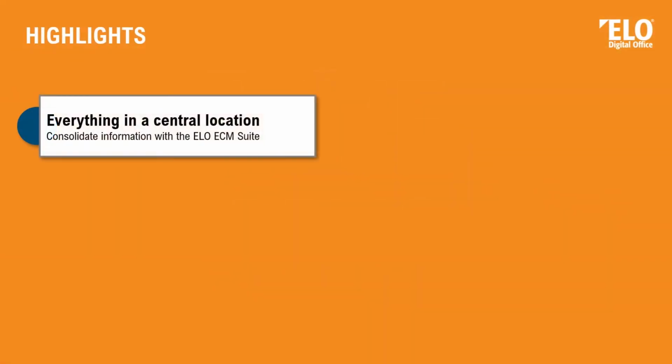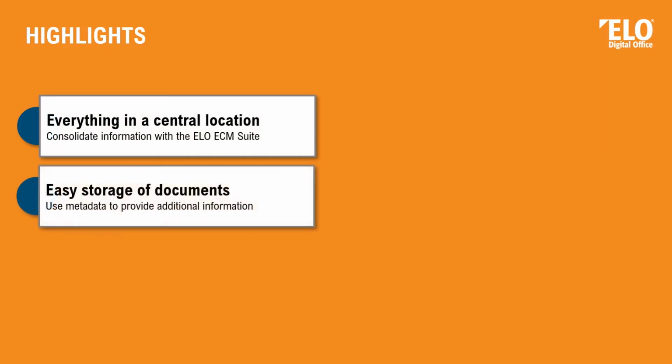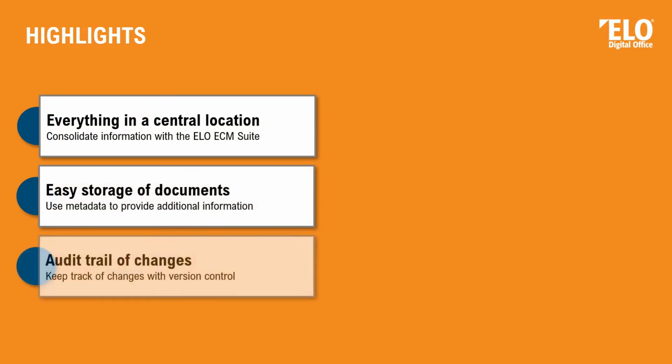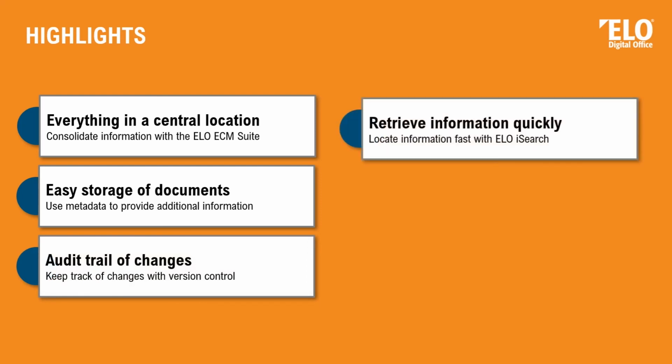The ELO ECM suite gives you access to all your documents and information in a central location. It's easy to store documents, and by adding metadata to them, you can find them quickly when you need them again. You can keep track of all changes that have been made to a document, when those changes were made, and who made the changes. The built-in search tool ELO iSearch lets you find information and documents quickly. It also searches the document metadata and has an option to set filters so that search results are more accurate.